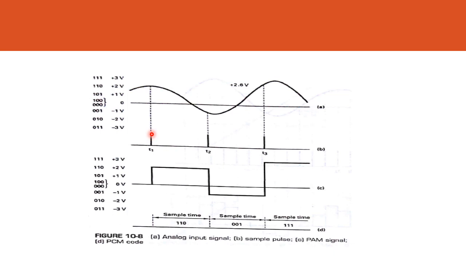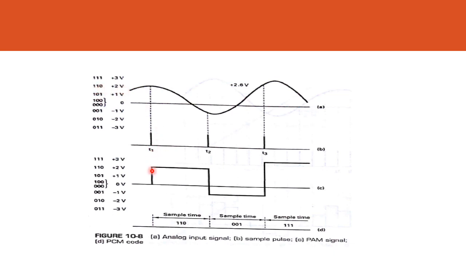Depending upon your sample pulses, your analog input gets sampled. So at T1, your analog input is almost close to +2 volt. That is, your analog input can be rounded off to the nearest voltage level, that is +2. So at that time, it can be represented as the PCM code 110.